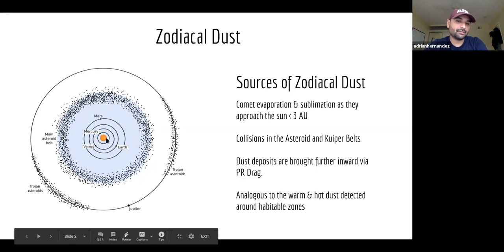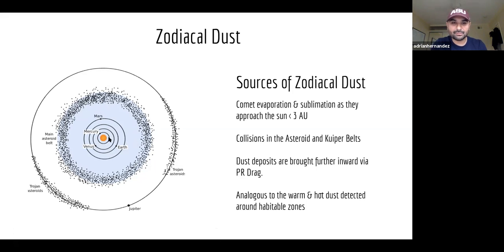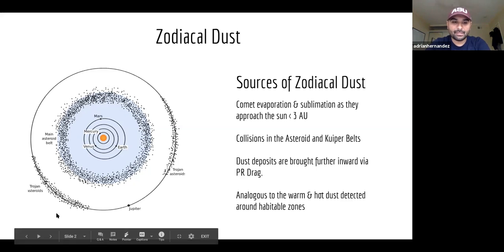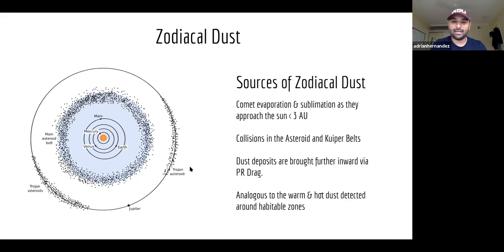And so what's going on here is that the sun is emitting some energy, some light, and it's being absorbed by these dust grains and re-emitted in the infrared, and that's how it can be detected. And I tell you this because this is analogous to what we see in other systems, known as exozodiacal dust. Exozodiacal dust is the warm, hot dust that's detected around other habitable zones.